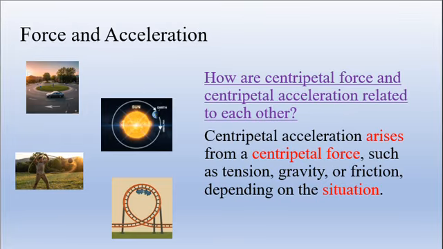So if a centripetal force and centripetal acceleration both act towards the center of the circle, what is the difference between the two exactly? Well, the key distinction is that centripetal acceleration arises from a centripetal force such as tension, gravity, or friction, depending on the type of uniform circular motion as mentioned previously. In other words, centripetal force is the cause and centripetal acceleration is the effect.